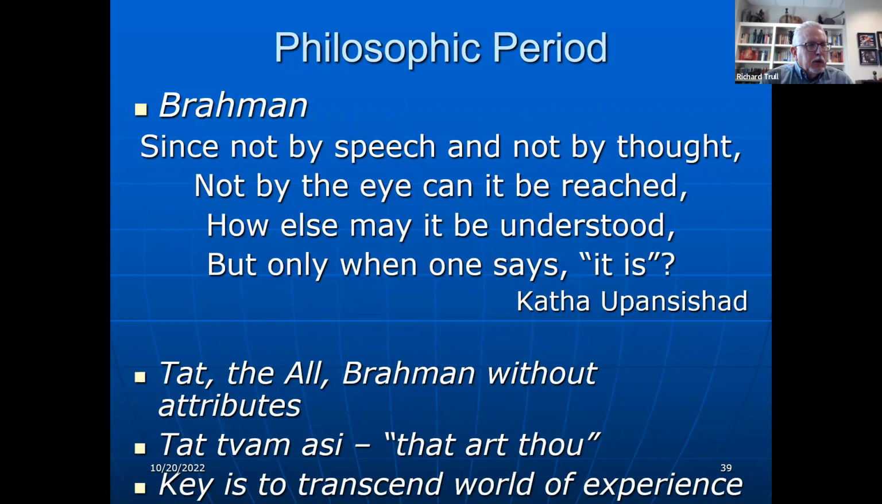So a Hindu scholar said, since not by speech and not by thought, not by the eye can it be reached, how else may it be understood, but only when one says it is. And so you just accept the reality of Brahman. And so they use the word tat, the all. Brahman without attributes is the all. Tat tvam asi, that art thou. It just is. Brahman just is. So the key in all of this is to transcend the world of experience, or this Maya world of experience.